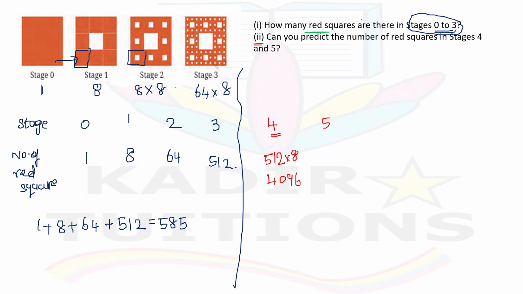What about stage 5? So each of the 4096 red squares is going to be divided into 8 more red squares. So it's going to be 32,768. So this is the answer for our second question, and this is the answer for our first question. Now we'll see the third question.